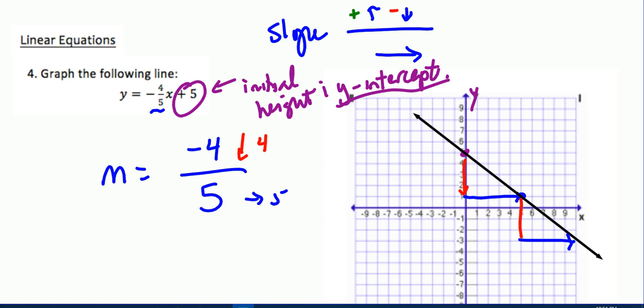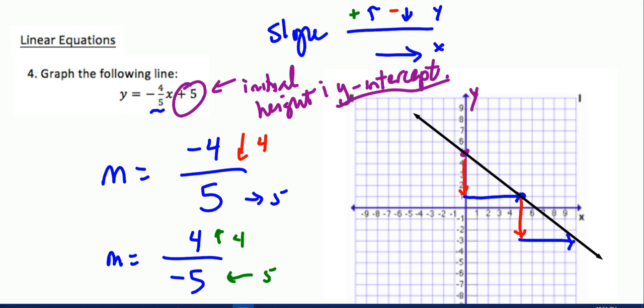Also notice one other thing. You could go up 4, because someone's going to say, well, how come you can't go up 4? And that's true. You could do this. You could put the negative on the bottom. And now that the 4 is positive, you would go up 4. But you would also go to the left 5. Because remember, the top number is for the y's. The bottom number is for the x's. So you could have a positive 4 and go up 4 and to the left 5.